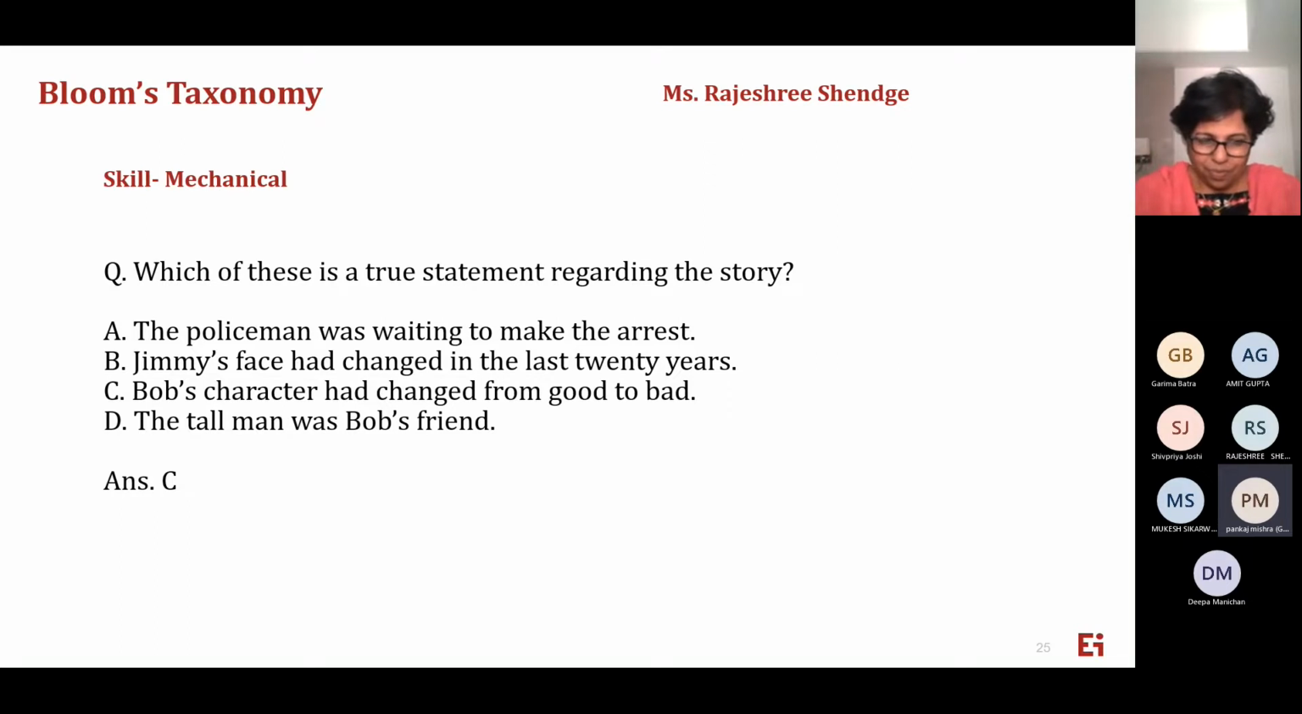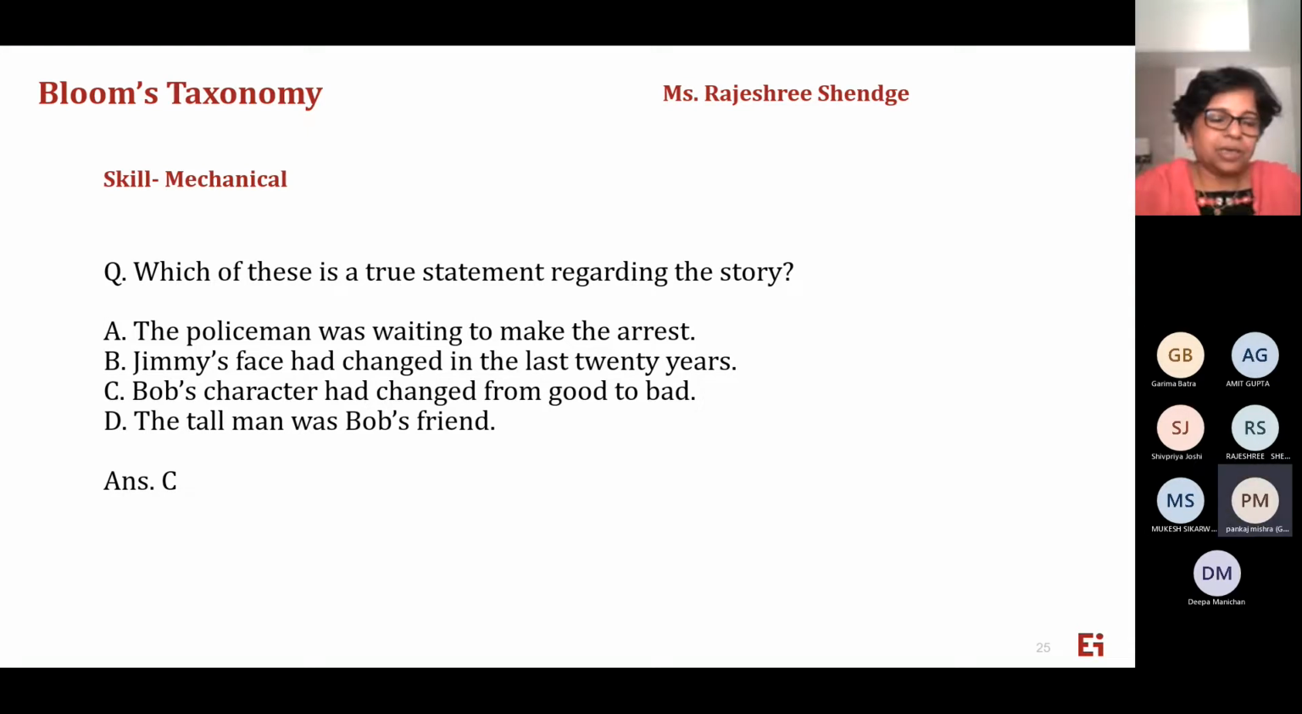Actually, I haven't read the story, so for me it's not a mechanical question. But as far as the characteristics of the question are concerned, it seems to be a mechanical question. But my one concern is that sometimes, not always, there is a very thin line between mechanical and understanding types of questions, and especially understanding and application types of questions. Sometimes they overlap each other for some questions.